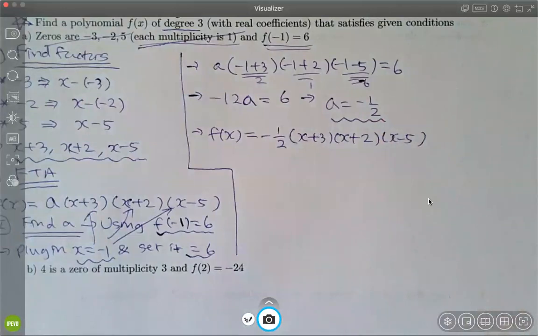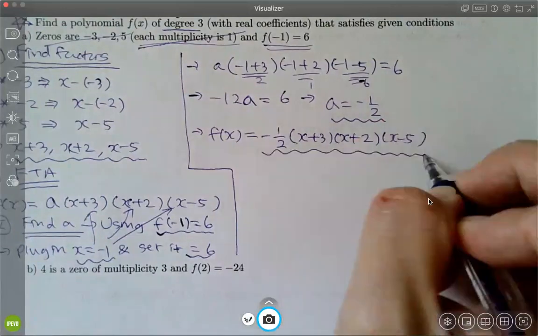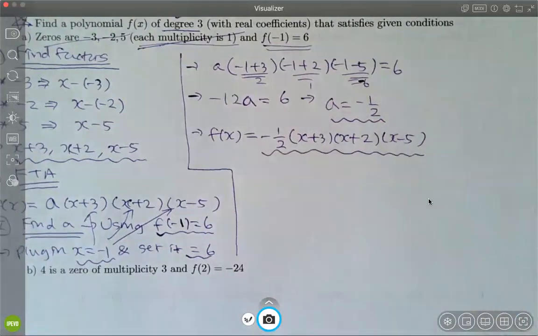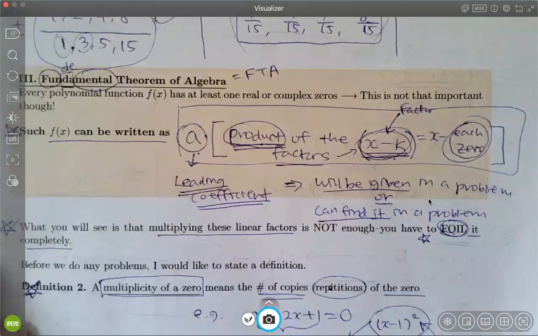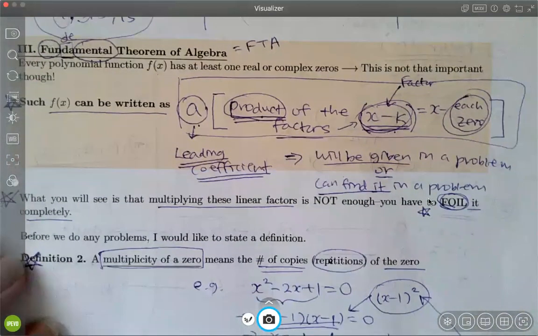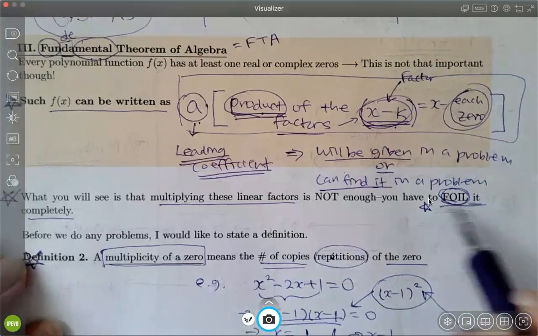Okay, so now we found the f of x. So are we done? And the answer is no, we are not, unfortunately, because of what? What do we have to do? Foil it at the end.